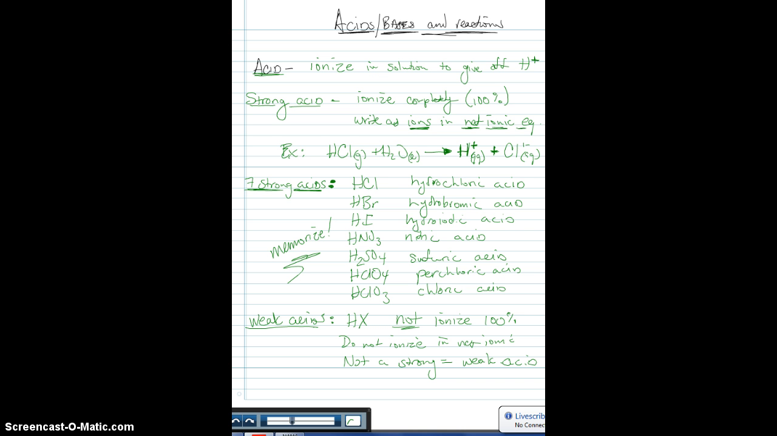Let me give you a couple examples of some of these weak acids. A real common one is acetic acid, which is that hydrogen stuck on the front of an acetate ion, or HF, which is hydrofluoric acid. Now, hydrofluoric acid, as we'll find out later, is super reactive and actually very dangerous. But it does not ionize 100% of the time, so we cannot classify it as a strong acid.